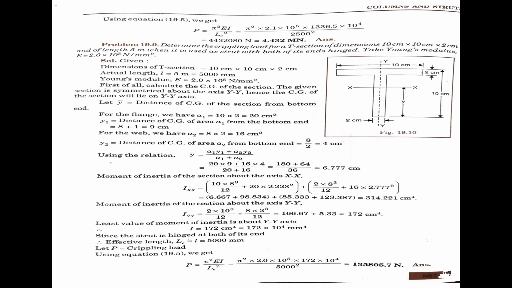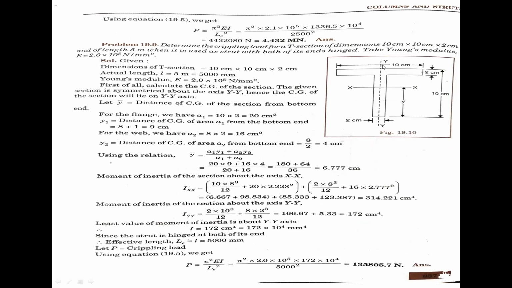An example problem 19.9: determine the crippling load for a T section of dimensions 10 centimeters by 10 centimeters by 2 centimeters and of length 5 meters, when it is used as a strut with both of its ends hinged. Young's modulus E equals 2.0 into 10 to the power of 5 Newton per square millimeter. You have to give the dimensions.